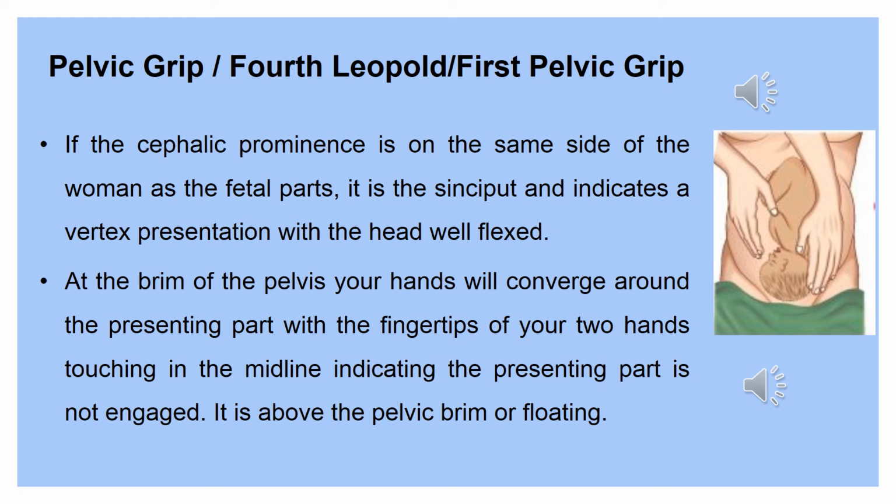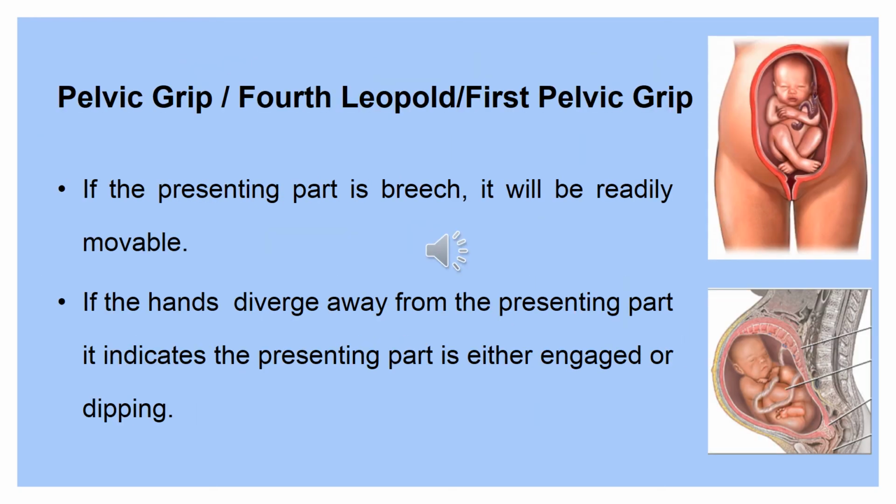At the brim of the pelvis, your hands will converge around the presenting part with the fingertips of your two hands touching in the midline, indicating the presenting part is not engaged. It is above the pelvic brim, or floating. If the presenting part is breech, it will be readily movable. If the hands diverge away from the presenting part, it indicates the presenting part is either engaged or dipping.